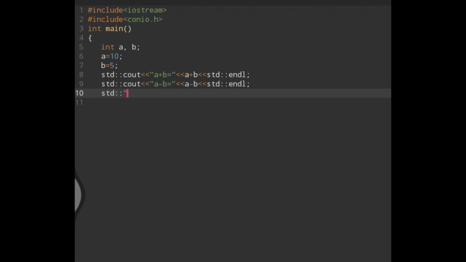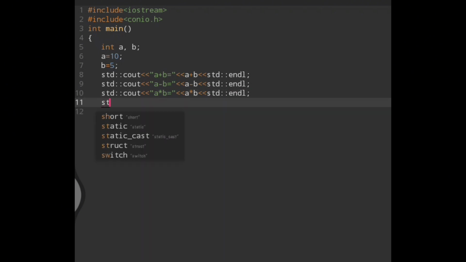Now I will use the multiplication operator, that is the product. It will multiply the two values. It can multiply two or more values, or many values. Also using the endl manipulator here. Moving on to the next line, I have used the division operator. It will divide my value. The 10 will be the numerator and 5 will be the denominator, and the result will be 2.